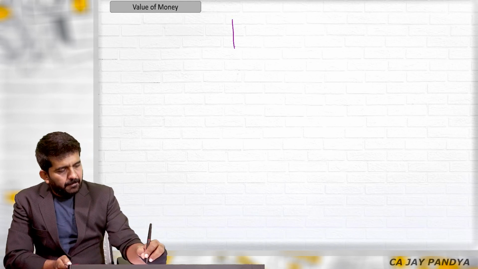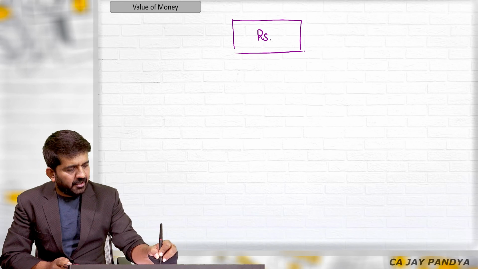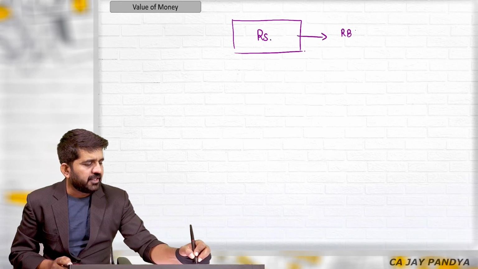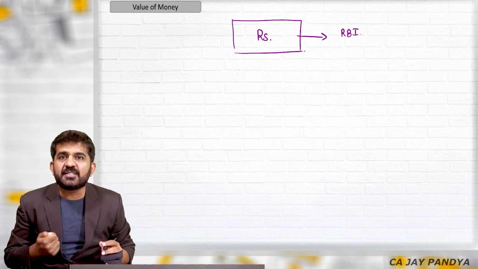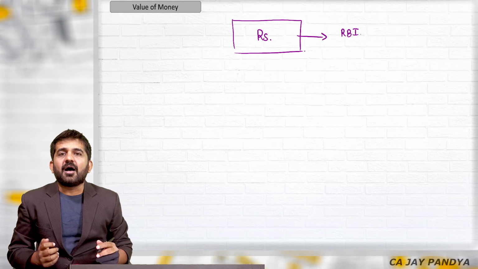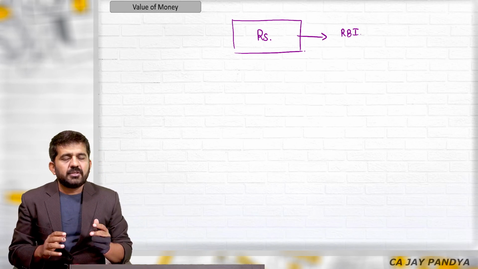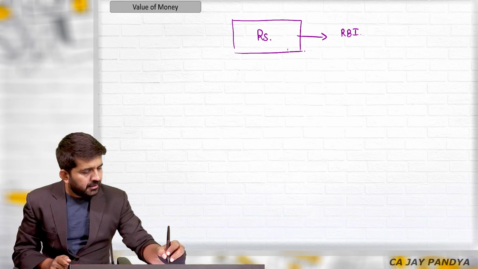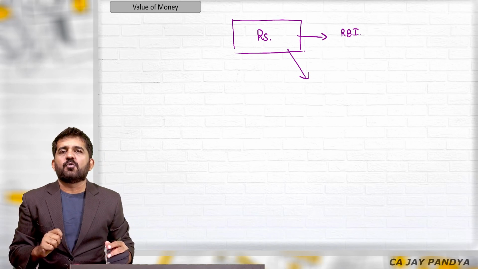So understand value of money. Money in India, we are right now talking only about India, rupees, is printed by a centralized authority, which is RBI. Many of the students still think that RBI needs a gold reserve to print money. This is a very old concept. Let me clarify your myth. RBI does not need any gold reserve for printing money.